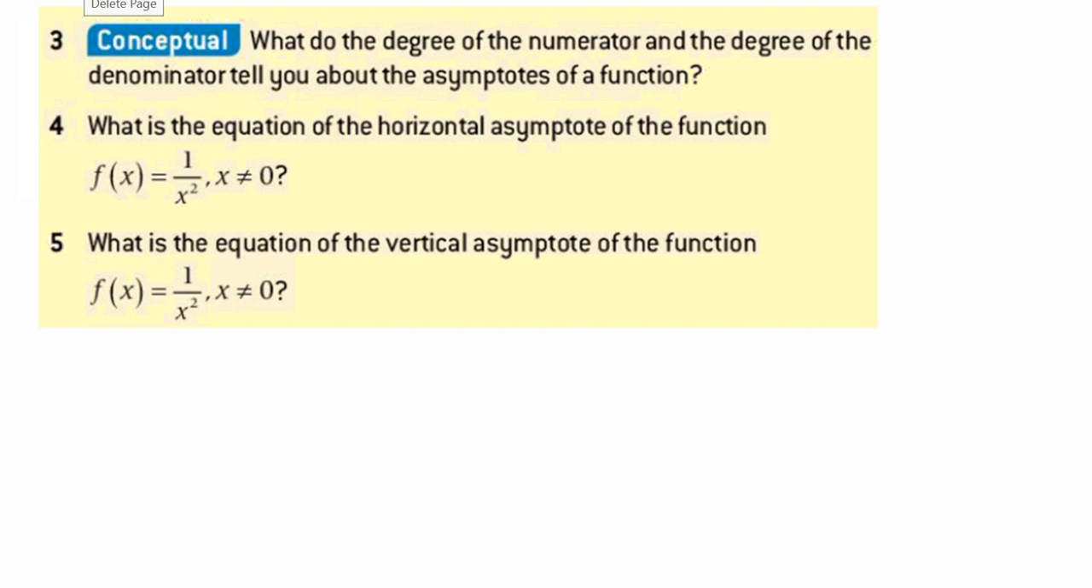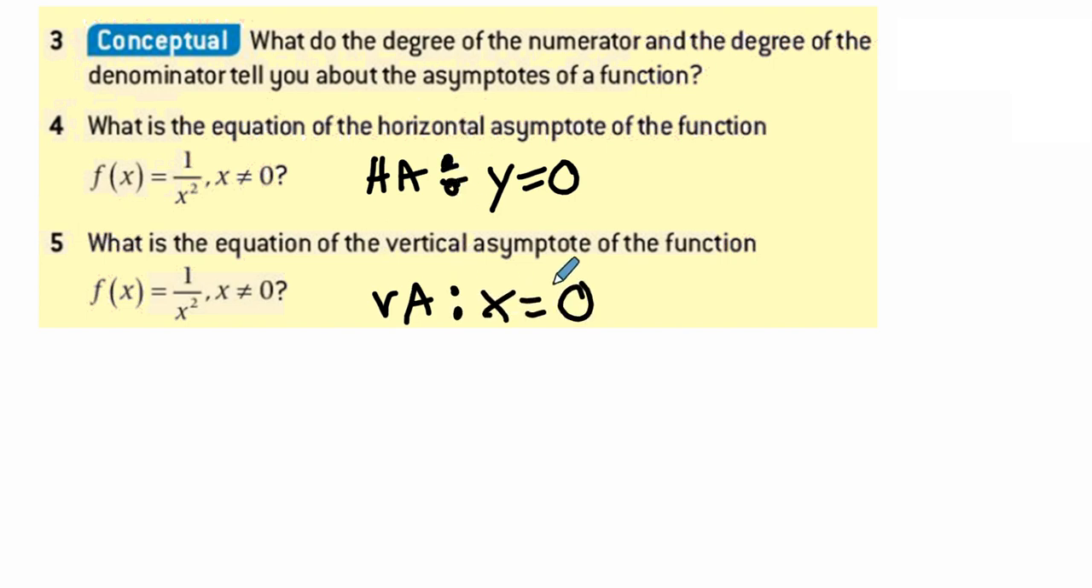So here, let's just quickly do this. What is the equation of the horizontal asymptote of this function? y equals 0. The denominator's degree is bigger than the numerator's degree. What about the vertical asymptote? Correct. A vertical asymptote occurs where the denominator equals 0, provided it isn't a hole. It isn't a hole. And holes always occur when factors cancel out.